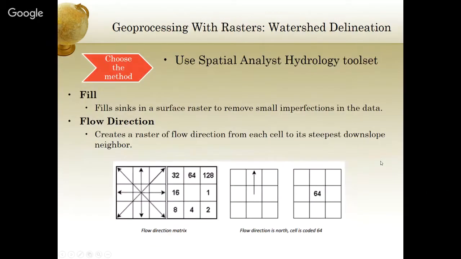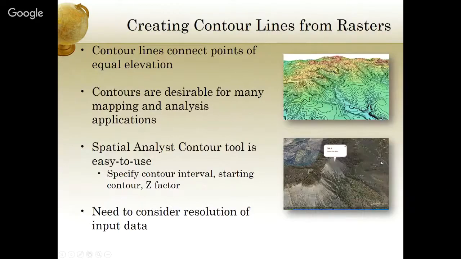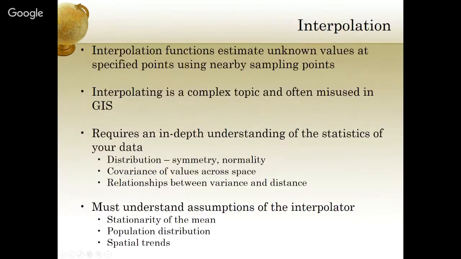I have an example of creating contour lines from rasters. So if you're interested in contour lines to show topography and how to get those, say, from an elevation data set, I have an example of those, and then some examples of interpolation.